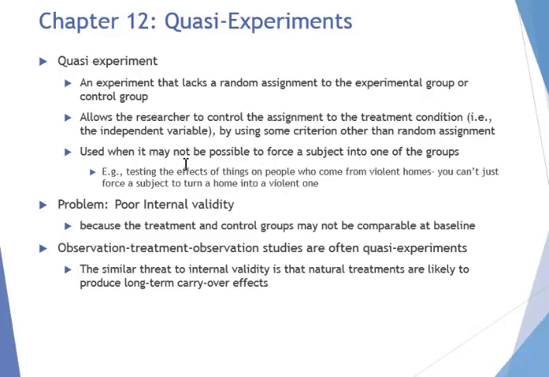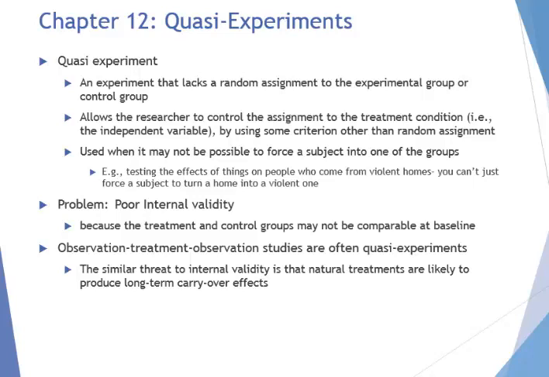One possibility is because you just have no control over who gets assigned to what. For example, if you're testing the effects of things on people who come from violent homes, there's just no way to reliably establish that. You can't, for example, go to somebody's home and say, for the next year I want you to have a violent home. You can't do that. You have to just take your groups as they are.